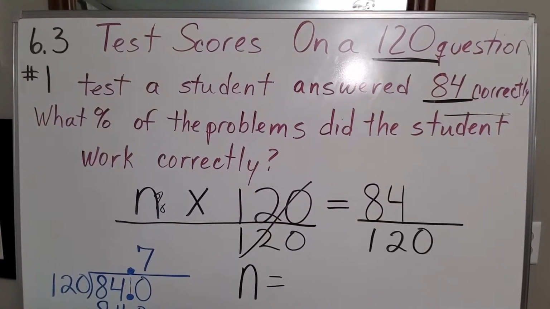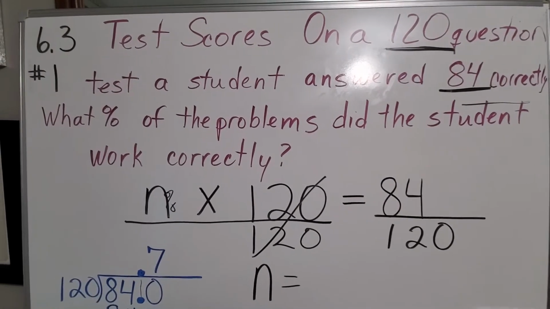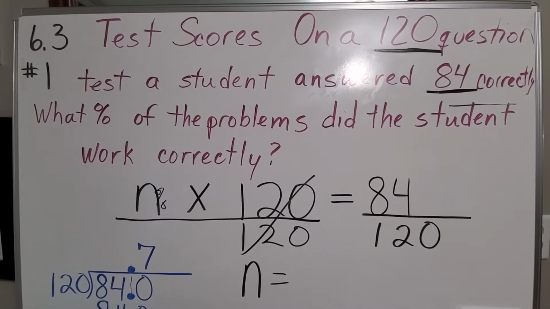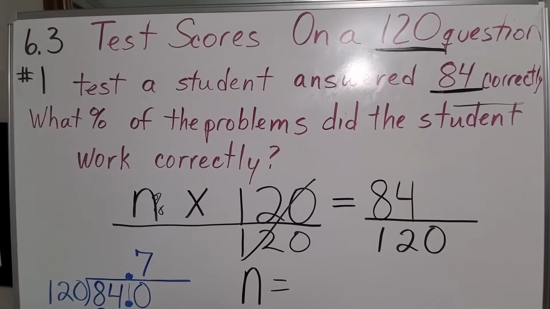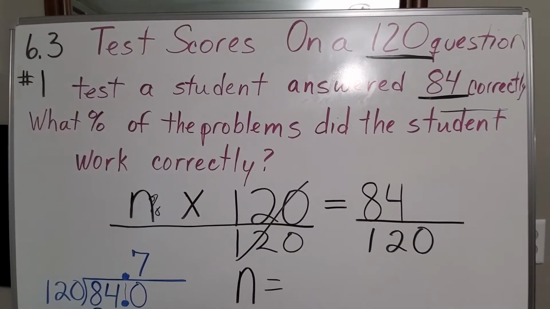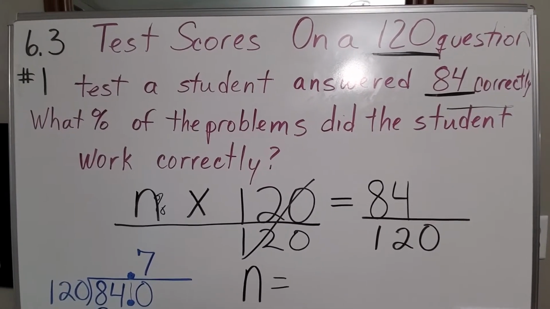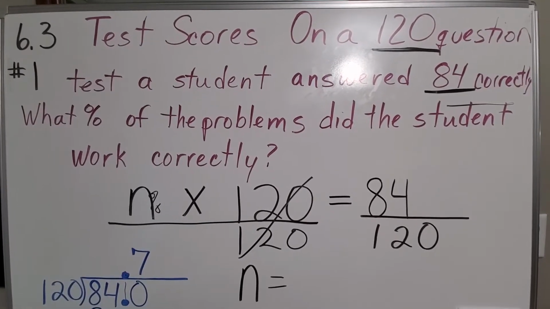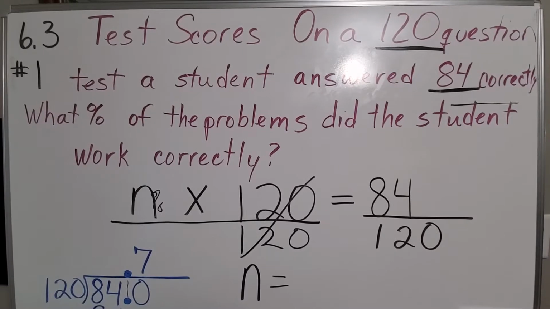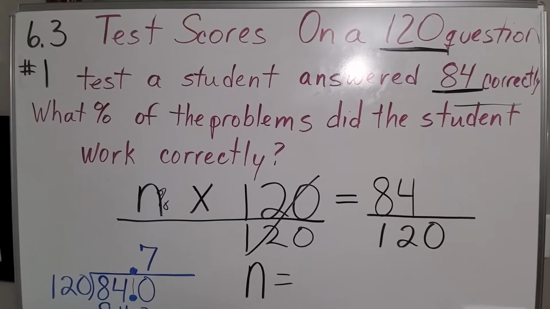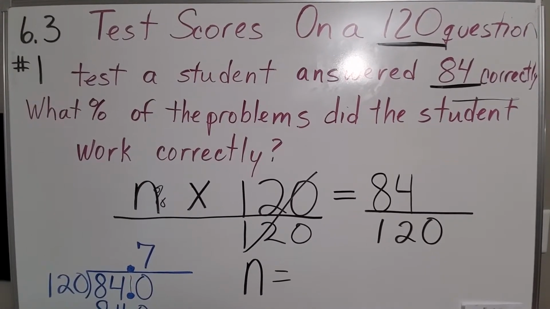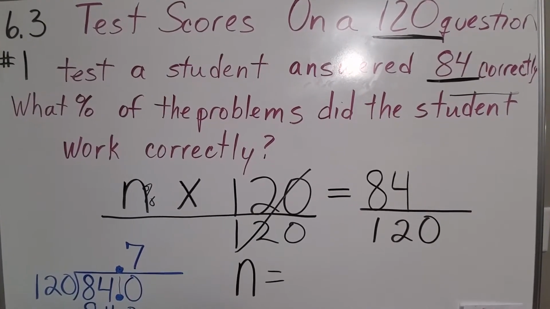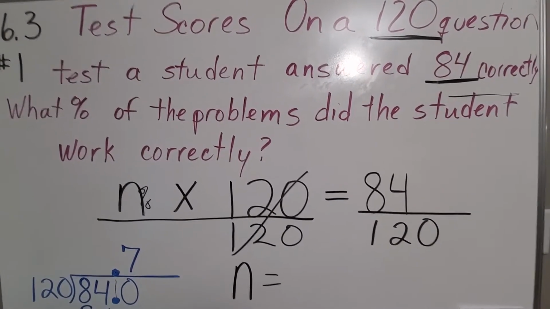This question is also from Mr. McKeague's math book, section 6.3, number 1. The story is, on a 120 question test, a student answered 84 correctly. Now the next sentence tells us what to do. What percent of the problems did this student work correctly?